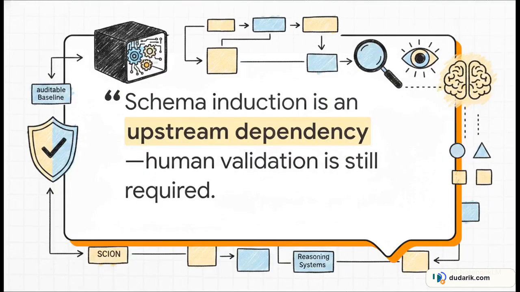Doing that will almost always yield faster improvements than trying to entirely retrain your base extraction component. So the crucial point is this vital quote from the source material. Schema induction is an upstream dependency. Human validation is still required.